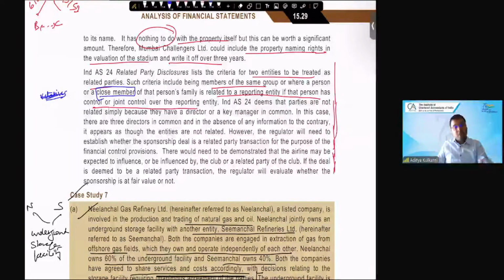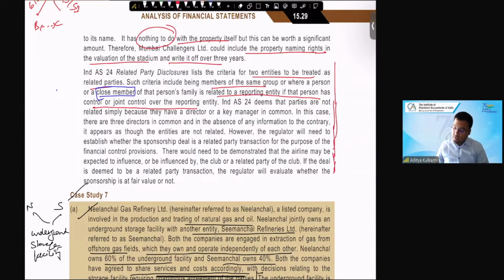This has come in one of the observations from NFRA also, where in the company's financial statements it was mentioned that relatives of the key managerial personnel. Relatives is not going to be the term. You have to use the words close members of the person's family. That is what makes it correct. So, if that person has control or joint control over the reporting entity.